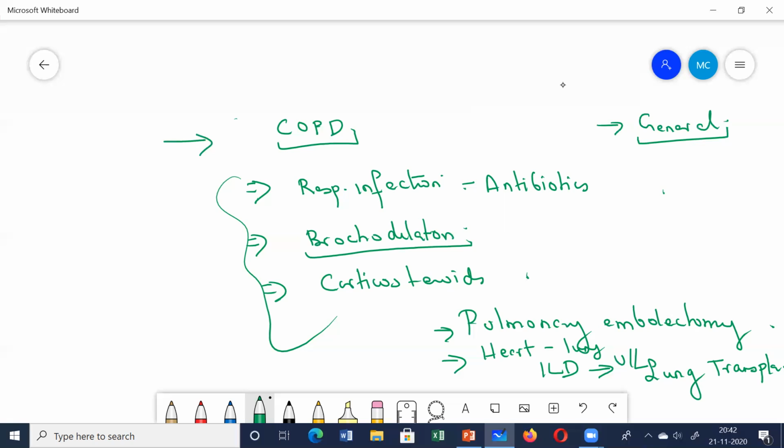Surgical treatment: first, obviously, you write the general measures. Additionally, for COPD patients, you can do bronchial toileting, give corticosteroids, bronchodilators, and antibiotics. If still not relieved, go for surgical treatment: transplantation, heart-lung transplantation, unilateral lung transplantation. If there is a massive pulmonary embolus which is unresolved, do pulmonary embolectomy. So this is all about acute and chronic cor pulmonale.